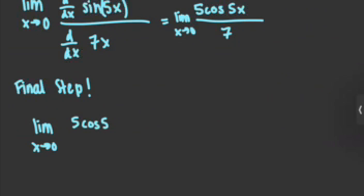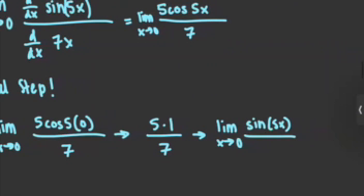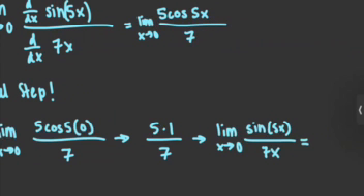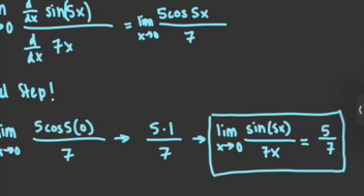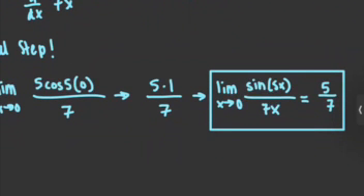So we're almost at our final step. After finding the derivatives of the numerator and the denominator, we now can substitute in 0 for x. So now we have our final answer, and we're going to put a box over the entire thing. So the limit of sine of 5x over 7x as x approaches 0 is 5/7.